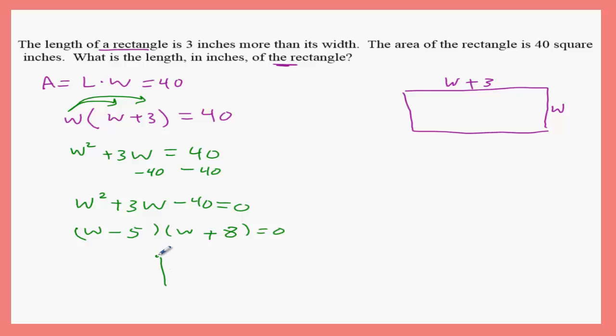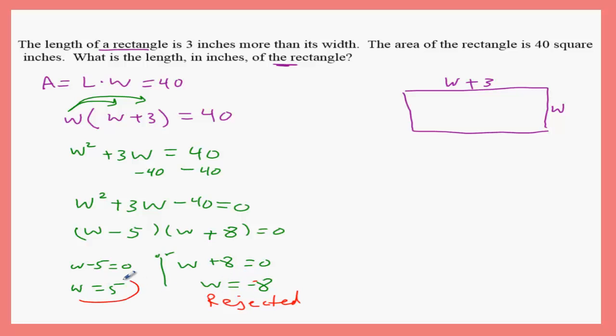Either W minus 5 equals 0, or W plus 8 equals 0. This means W equals 5, or W equals negative 8. The negative 8 is rejected because there is no length with a negative number, but 5 works. So W equals 5, therefore the length equals 8. This is one way to do it.